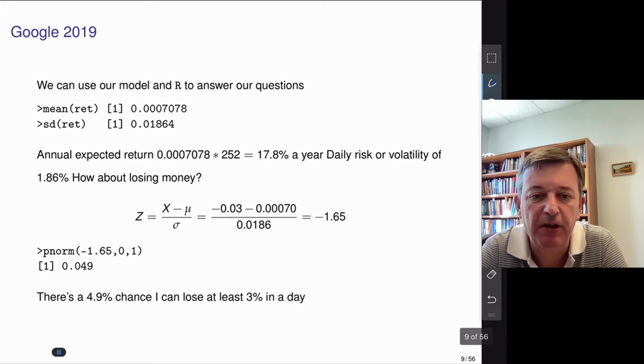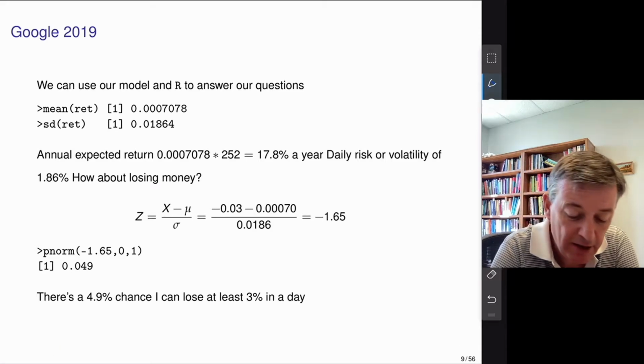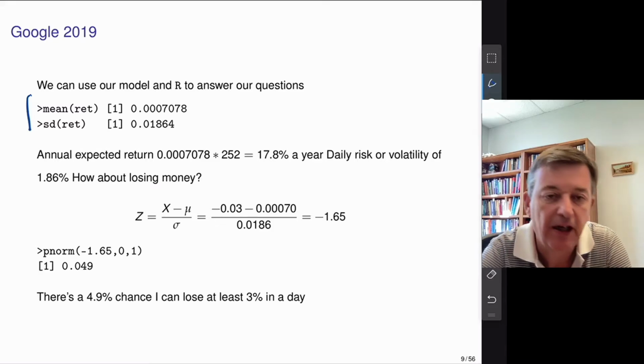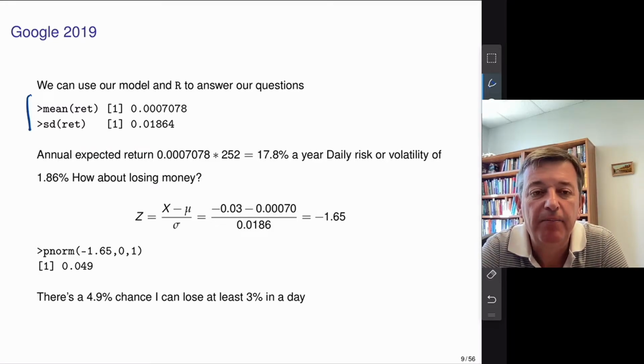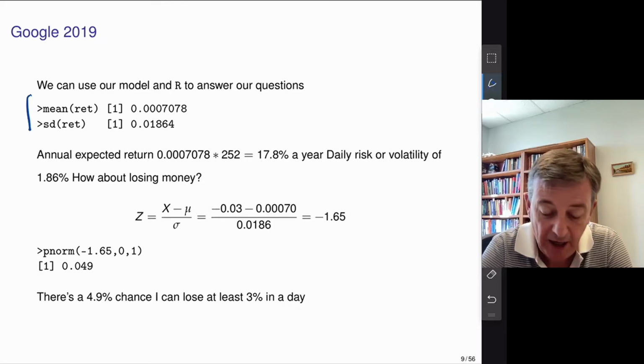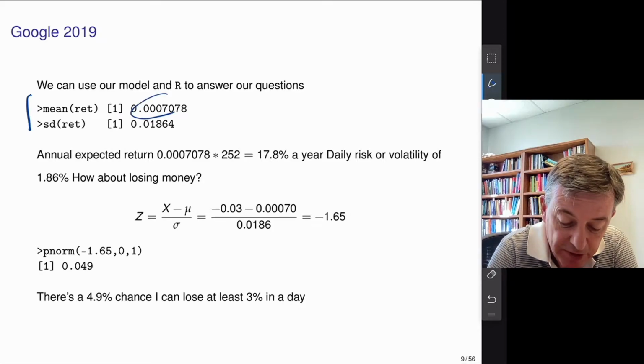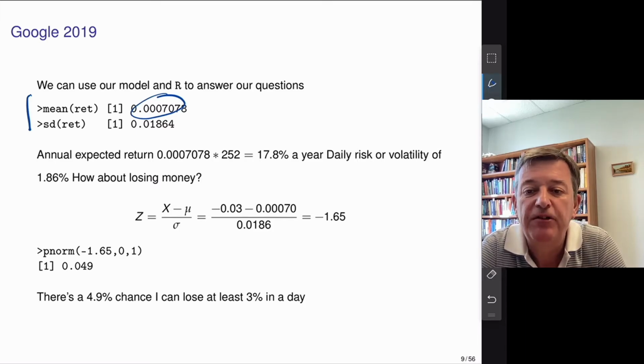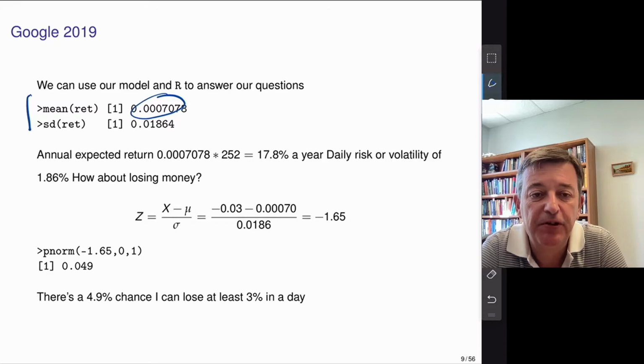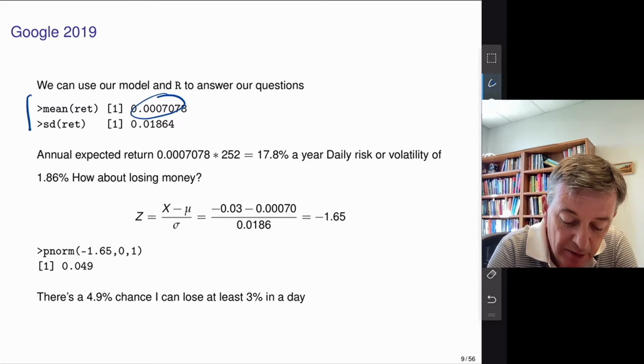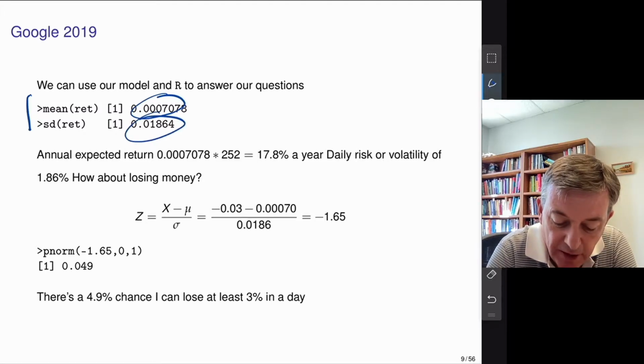So I simply load my Google return data into R, and I simply just use R to calculate my empirical mean and empirical variance, or standard deviation. And we see that on a daily basis, your best estimate of the expected return of Google stock is very, very small, 0.0007% per day, incredibly small, whereas your best estimate of the volatility is about 1.86% per day.